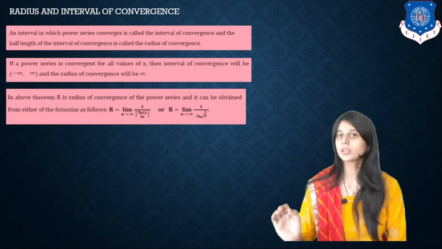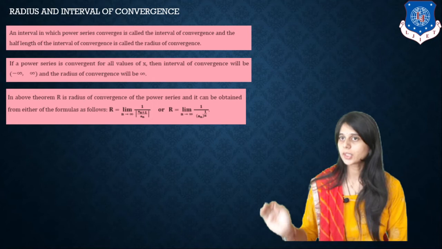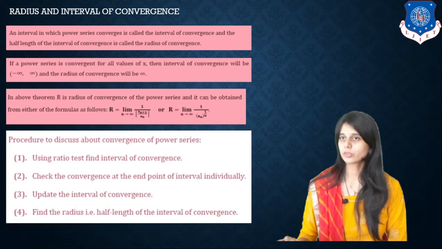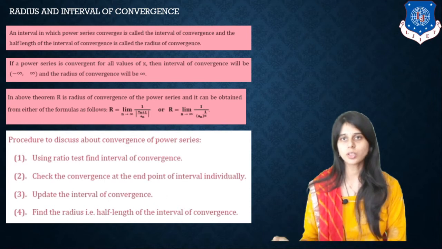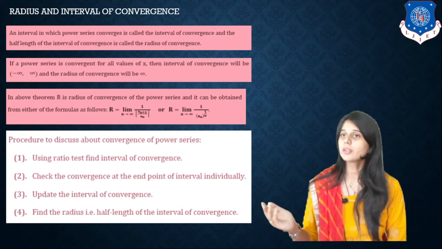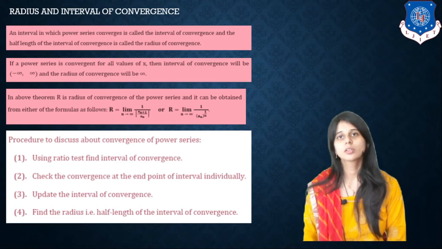To find the convergence of a power series, we apply the ratio test or root test. So the first step is to apply the ratio or root test to find the interval of convergence, then check the convergence at the endpoints, update the interval of convergence, and find the radius. So these are the basic steps to find the convergence of a power series.